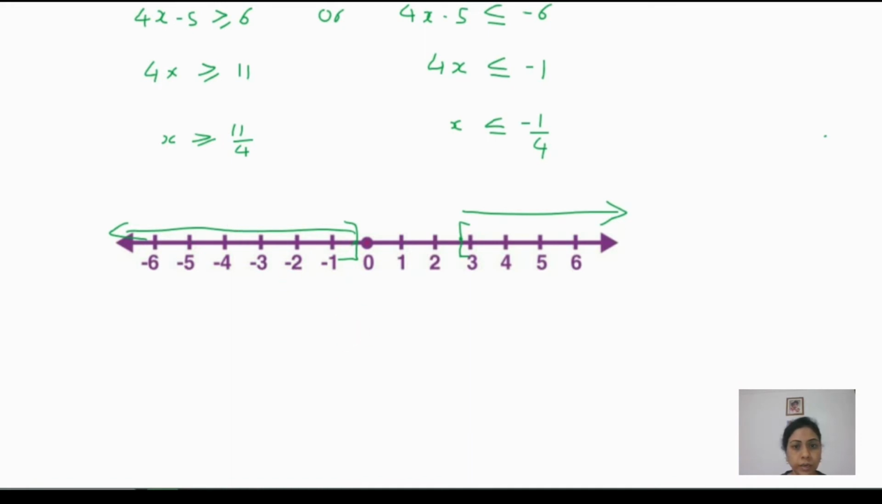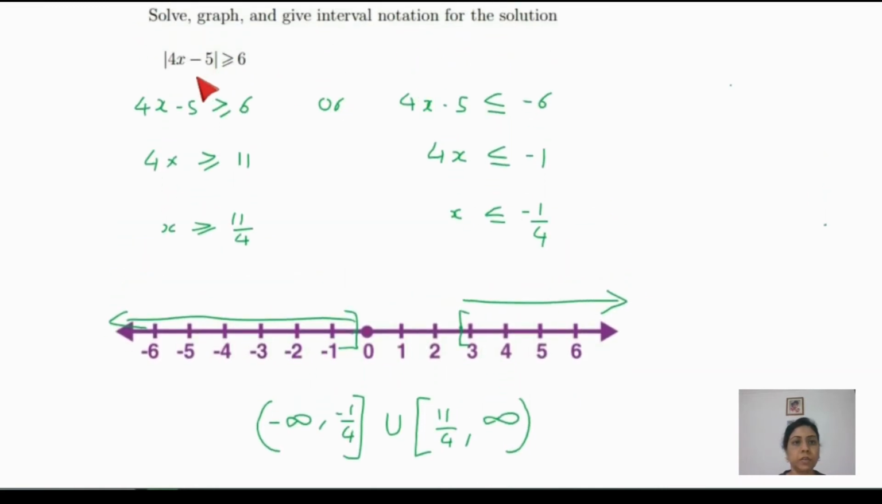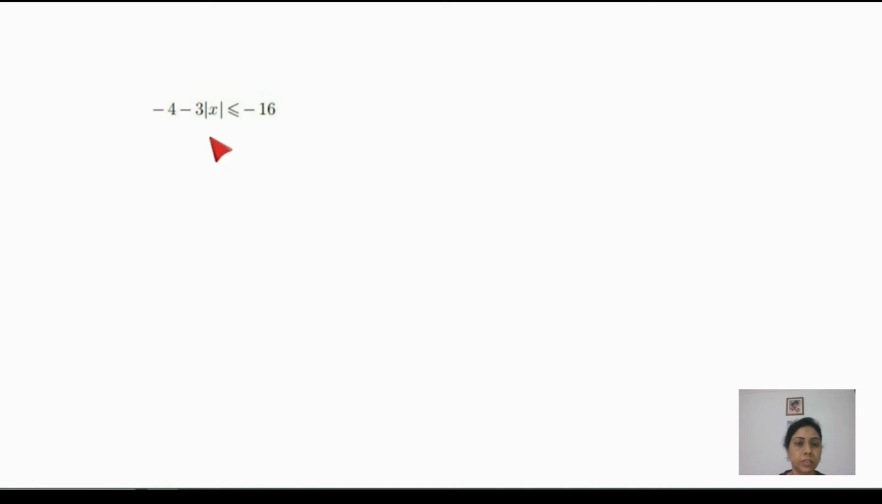So this is negative infinity to negative 1 upon 4, included, union 11 upon 4, included, and all values till infinity. So this is the graph and this is the interval notation of this inequality, if given an absolute value more than or equal to any positive number. Now here is the second question.